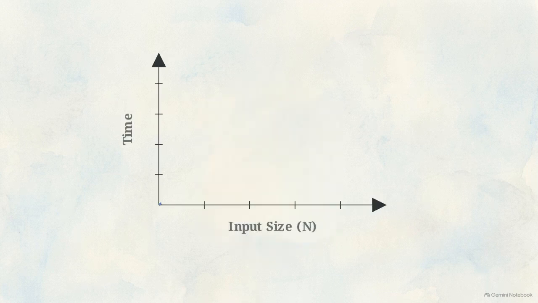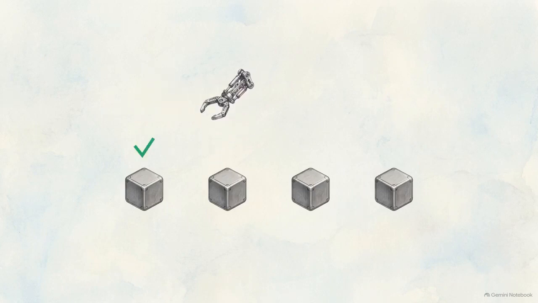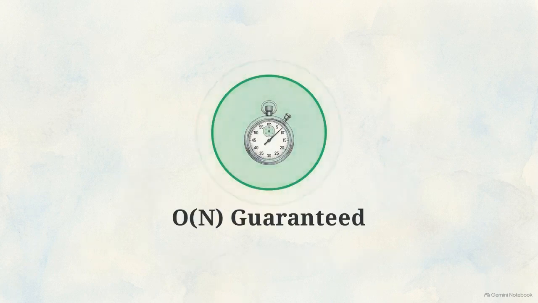Even with that inner loop, the performance is linear, because every element is pushed onto the stack exactly once and popped at most once. We have a total of 2 operations per item, mathematically guaranteeing O(n) performance.